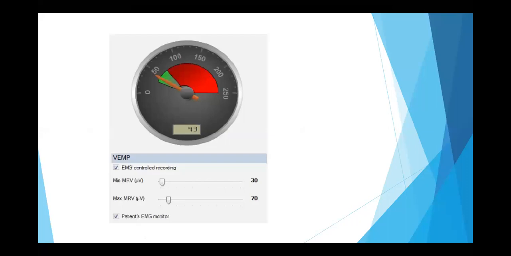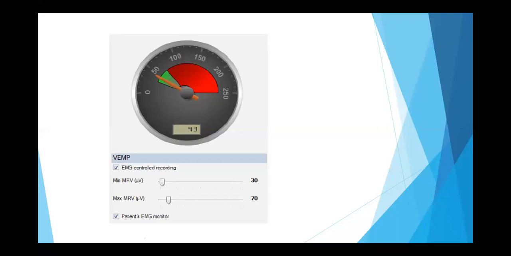Once we have placed it, the next task is to maintain a particular tension in the muscle. If we don't keep the tension in the muscle, we are not going to record our CVEMP. So what we are looking at is your EMG monitor. This is going to tell me how much strength I am maintaining in the SCM muscle. It has to be within the green. The needle should be balancing, moving within the green, and it should not go into the red.